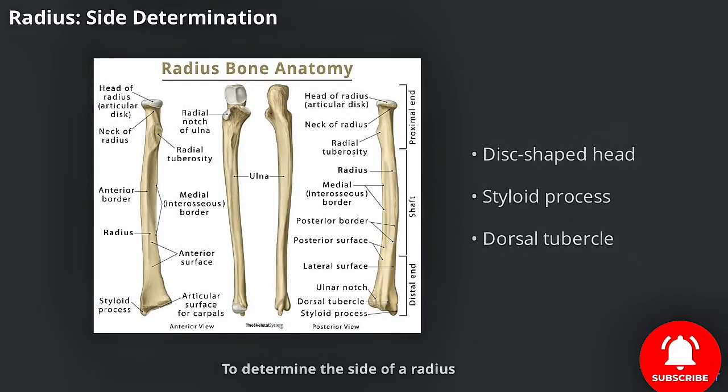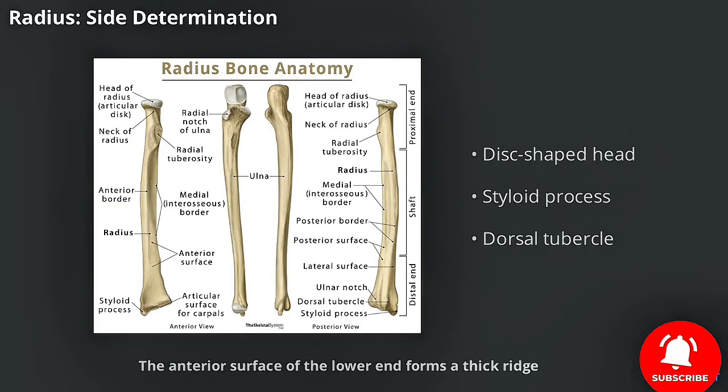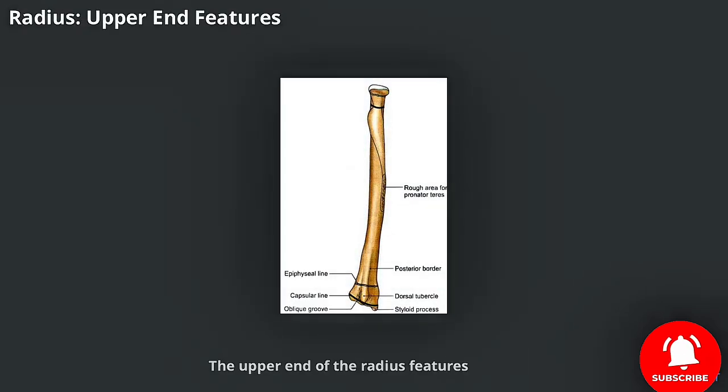Look for the disc-shaped head at the upper end and the expanded lower end with a styloid process. The anterior surface of the lower end forms a thick ridge, while the posterior surface has grooves for extensor tendons. The sharpest border is the medial, and the dorsal tubercle of Lister is found on the posterior surface of the lower end.